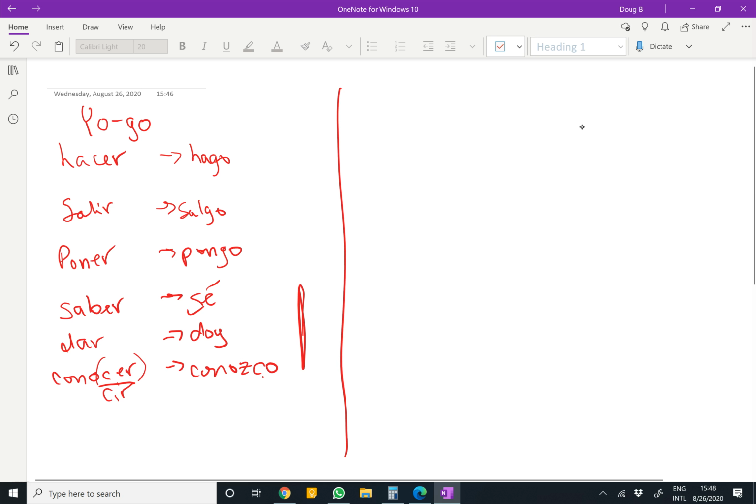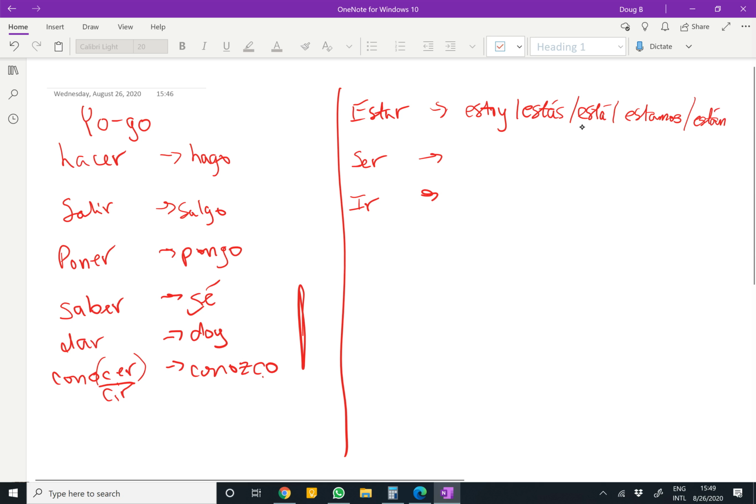Then we have some verbs that are just irregular, period, and these are estar, ser, ir, and these are just highly irregular. You have to memorize them. You don't have any choice here, right? So with estar, it's yo estoy, estás, está, estamos, están.